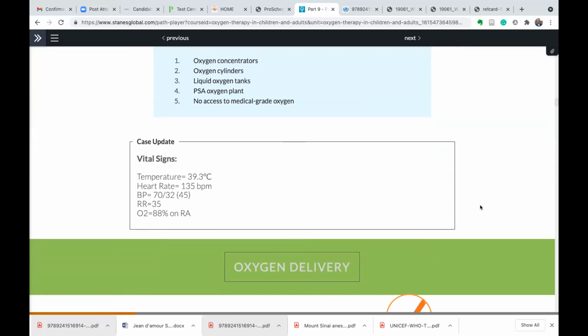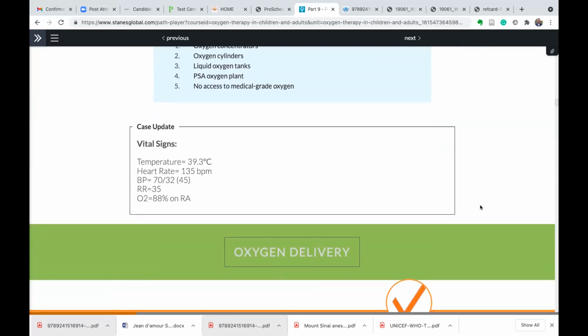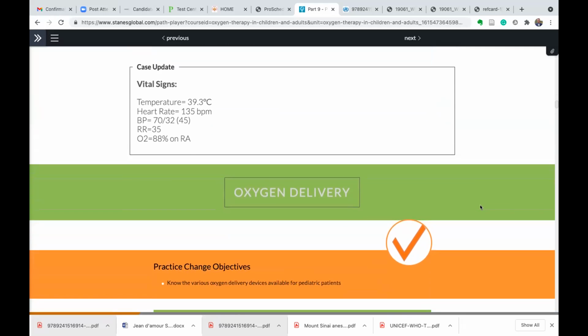Okay, let's go back to the case. Now we have vital signs for our patient. The temperature is increased, 39.3. The heart rate is increased, 135 beats per minute. The blood pressure is 70/32 with a MAP of 45. The respiratory rate is 35 and the oxygen is low. Saturation is 88% on room air.